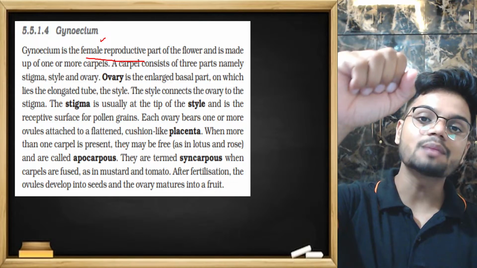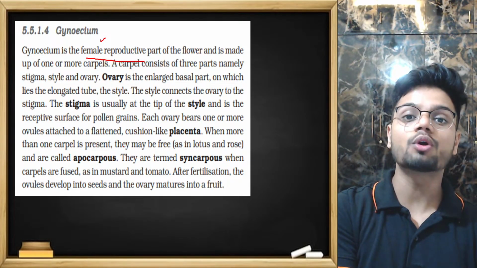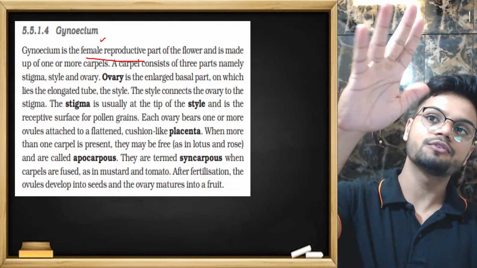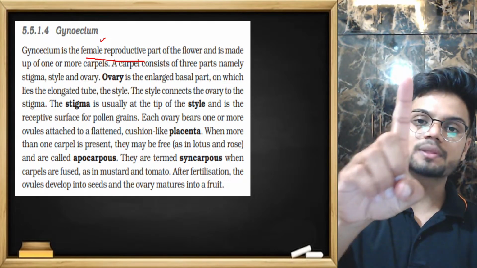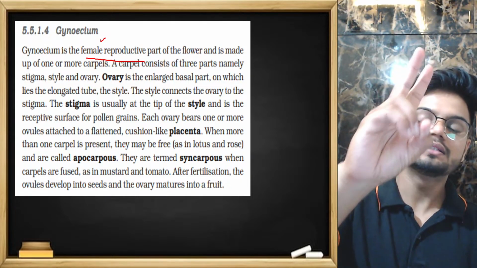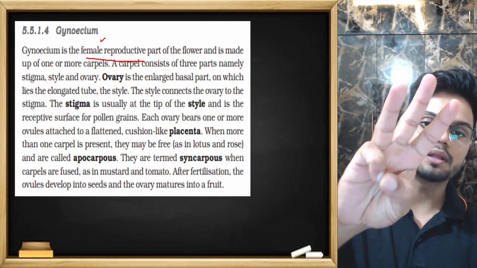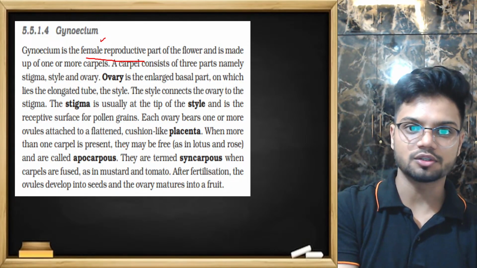And if all these carpels are free, it is called apocarpous. If the carpels are fused together, it is called syncarpous. If there is a single carpel present, monocarpellary. Two carpels, bicarpellary. Three carpels, tricarpellary. Many carpels, polycarpellary condition.